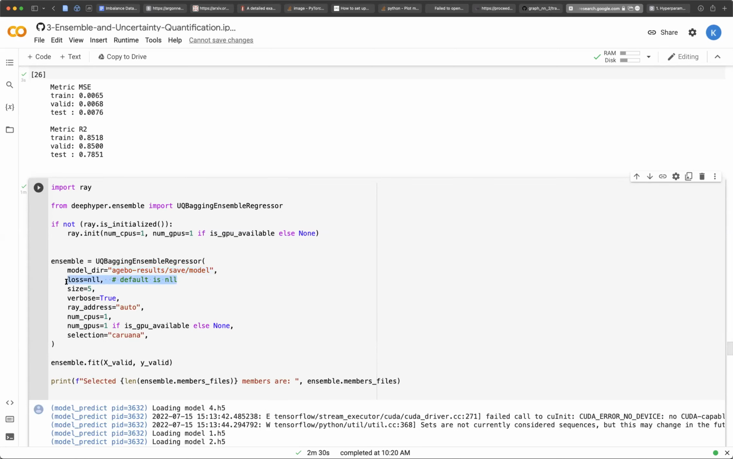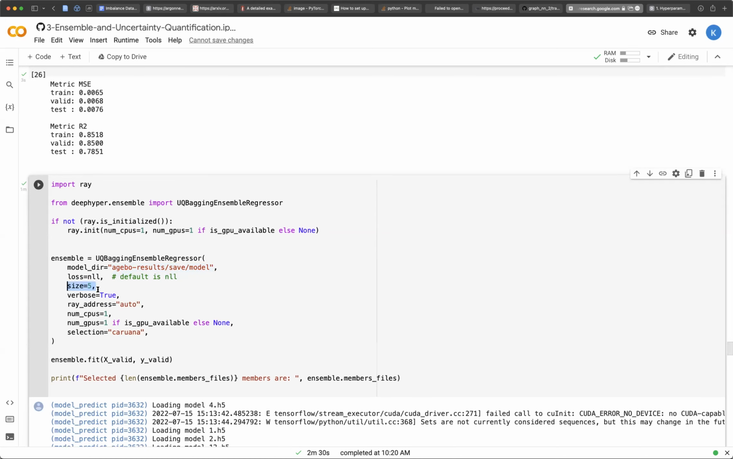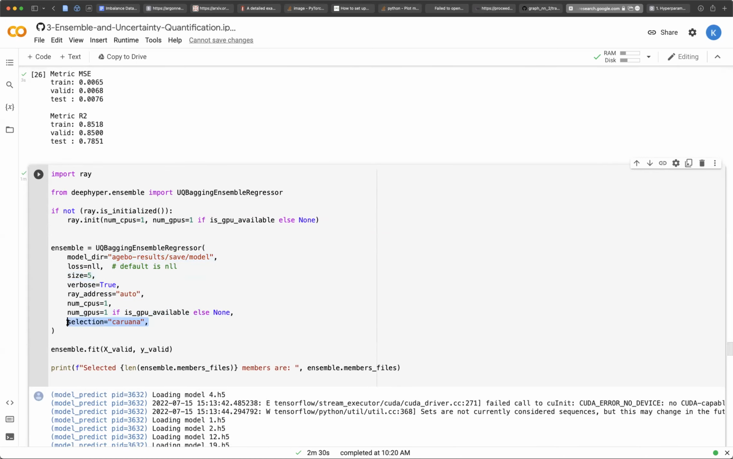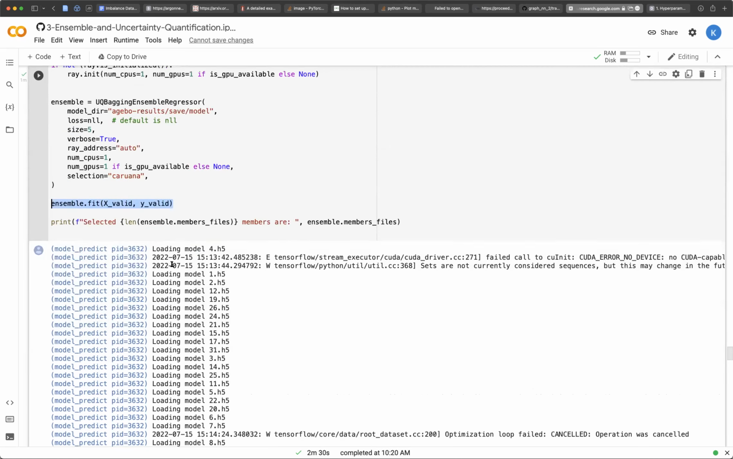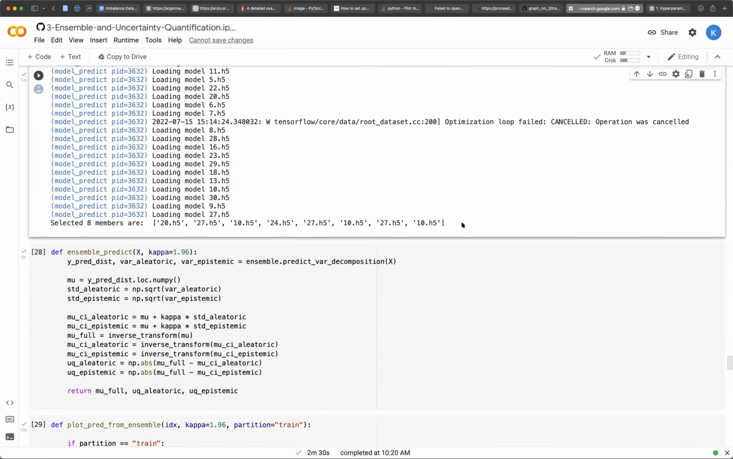Again, the default loss is going to be minimized. So over this selection of this ensemble is an LL. The number of ensembles that we are seeking is 5. And then the selection process is greedy Caruana. We basically go through validation. We use the validation data to fit this ensemble, and then select these members.